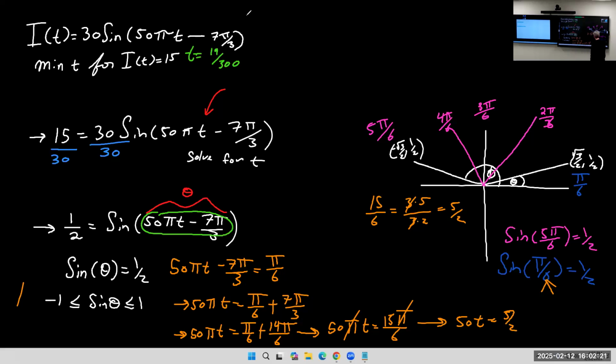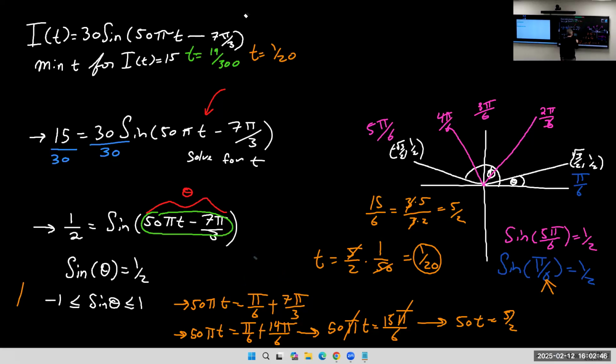So that would give me t equals 5/2 times 1/50. So that gives me 10 over 10 times 10, 10 times 2 is 20. That gives me 1/20. That's another possibility for t.